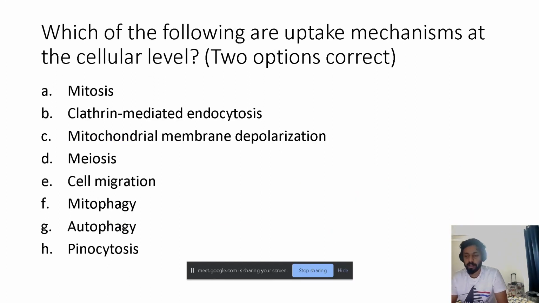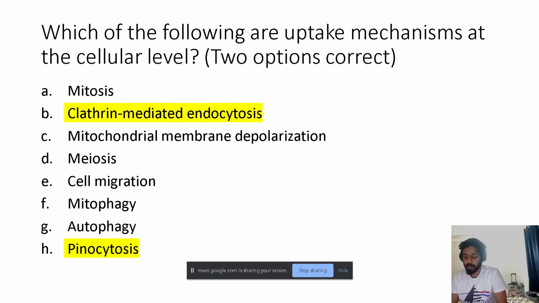Which of the following are uptake mechanisms at cellular levels? Two options are correct here. Is mitosis an uptake mechanism? Clathrin-mediated endocytosis, mitochondrial membrane depolarization, meiosis, cell migration, mitophagy, autophagy, or pinocytosis? Which do you think are correct? B and H? So clathrin-mediated endocytosis and pinocytosis. Yes, you're correct. Mitosis and meiosis are cell division terms, right?